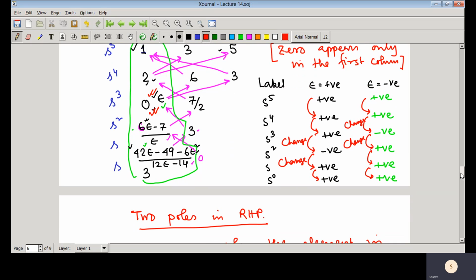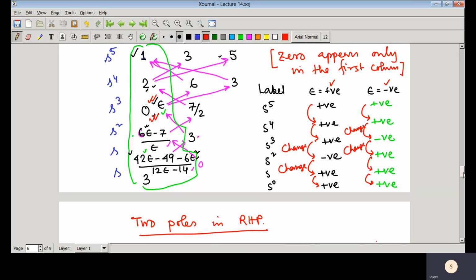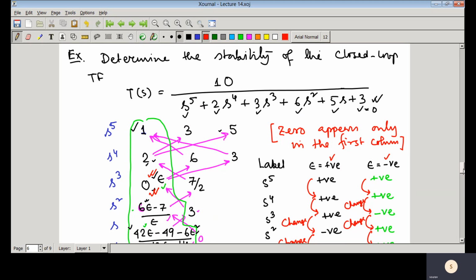So in this particular example, we found that there are two changes. If we go with epsilon positive, two changes are there, and if we go with negative, again two changes are there. Then you may ask whether this always happens. No, sometimes this particular method fails. Particularly whenever the polynomial has all purely imaginary poles, in that case this epsilon method may fail. So in some examples it fails.